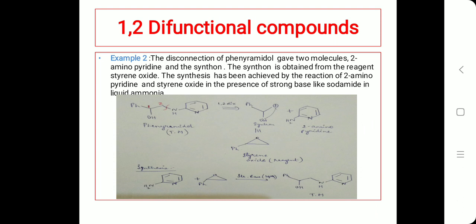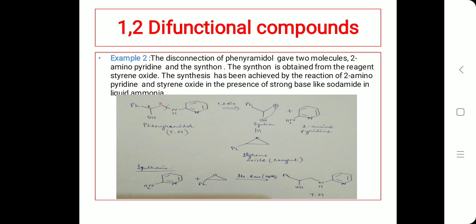Here also you can see that there is the hydroxyl group and amine group. So this is again an example for amino alcohol. Here the carbon atom which is bonded to the hydroxyl is numbered as 1 and the adjacent carbon is numbered as 2. After numbering, we start with the disconnection. Always number the carbon atoms first. Now we're going to disconnect the carbon 2 and the nitrogen, and hence it is called 1,2 disconnection.